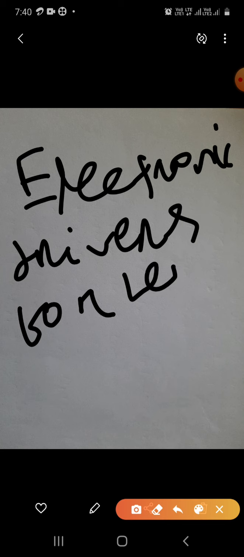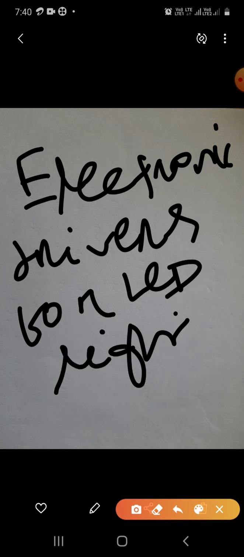Now I can talk about electronic drivers for LED lighting. Pulse amplitude modulation has also been developed for the control of light emitting diodes, especially for lighting applications.